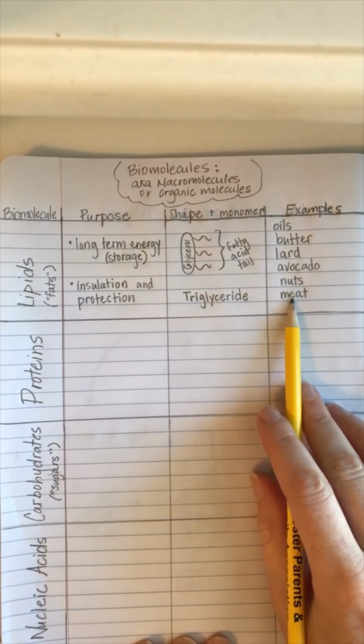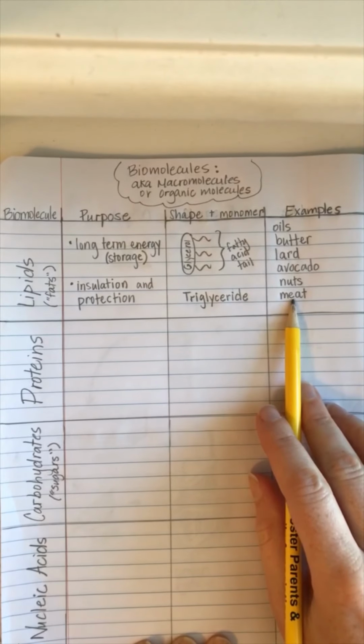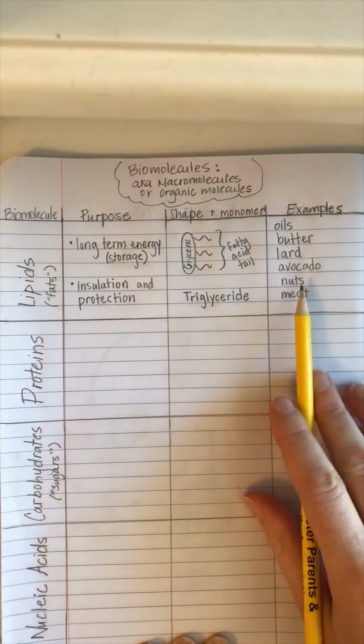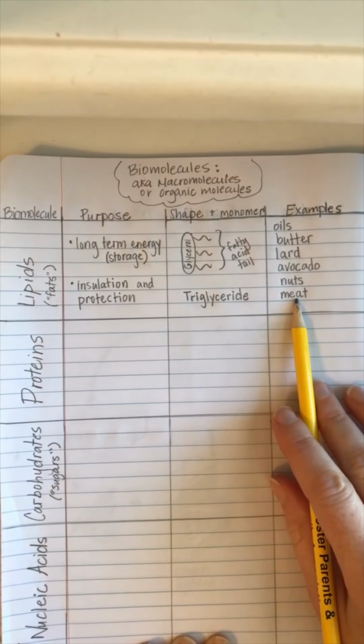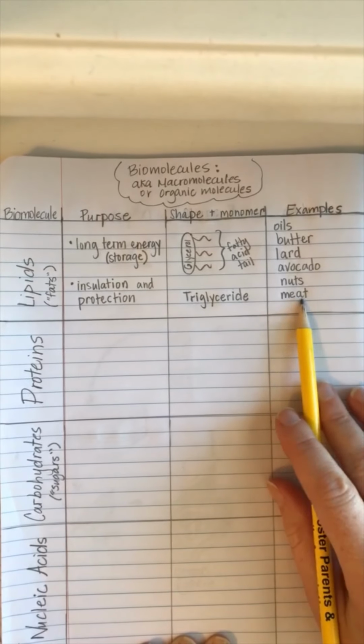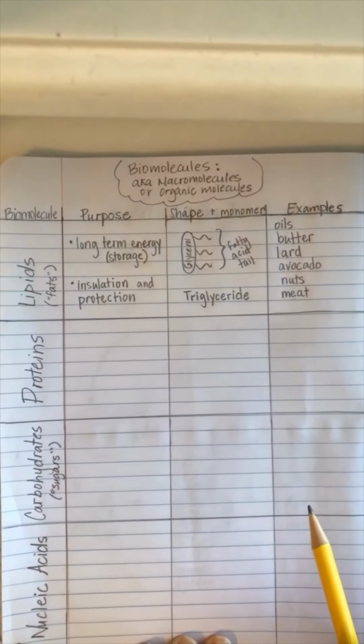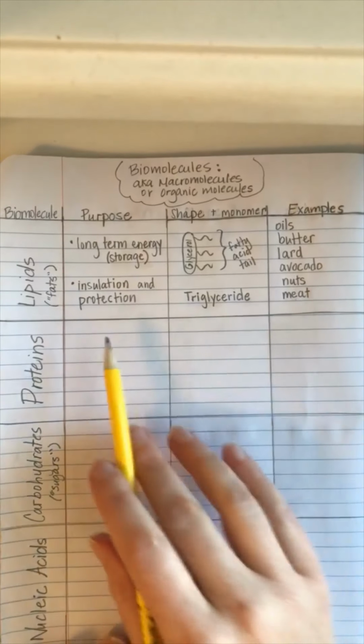So you'll notice I put meat here. A lot of people are like, oh, meat, I associate with protein. Yes, meat does have protein, but depending on the type of meat you eat, there's a good chance it's also high in fat, especially red meats.